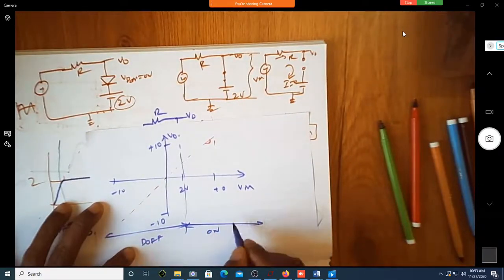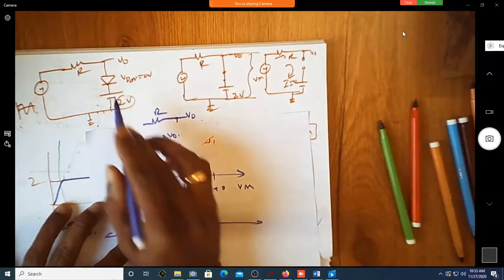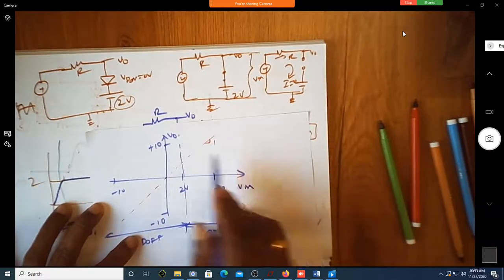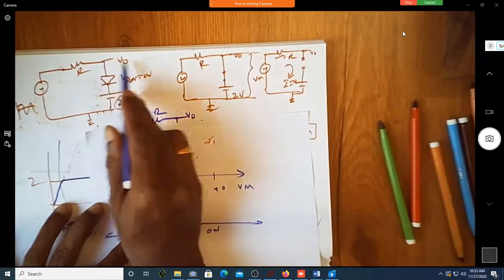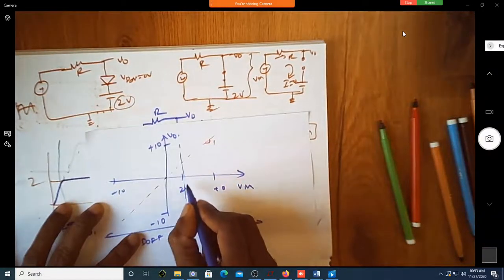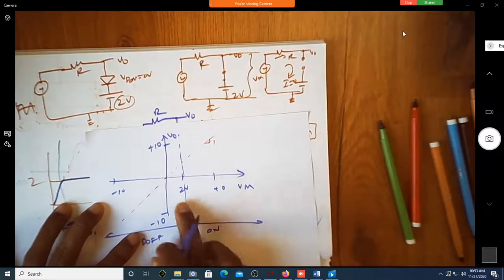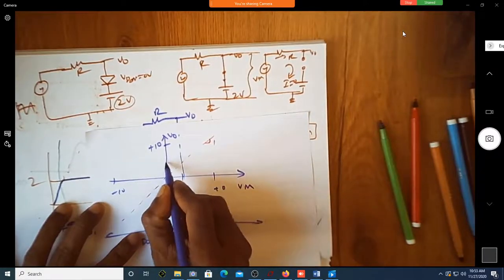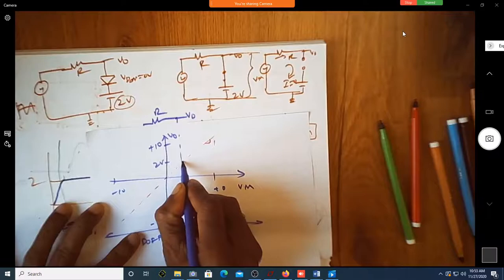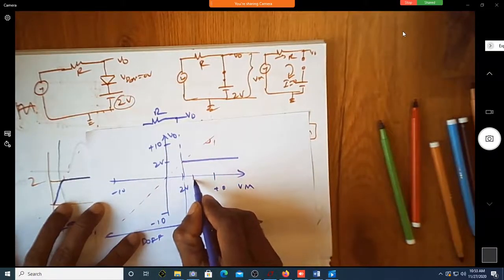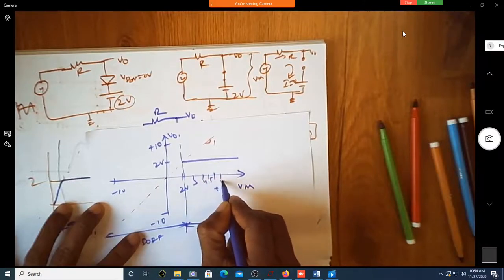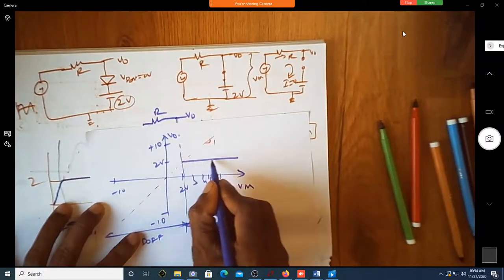When D is on, what is the output voltage? Looking at this, when it is on, it is short circuited. Is it 2 volt? Yes. So for anything more than 2 volts, the output is at 2 volt. It remains constant. See, this is constant. For any voltages like 3, 4, 5, 6, 10, is the output voltage always 2?